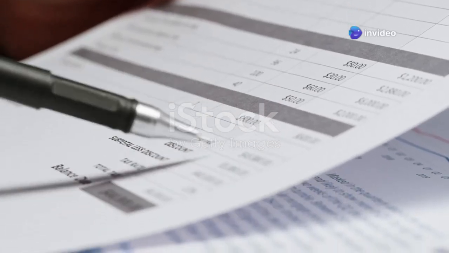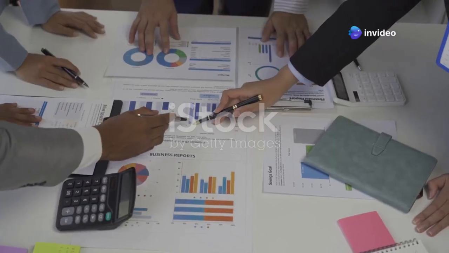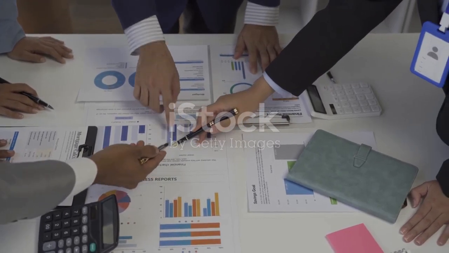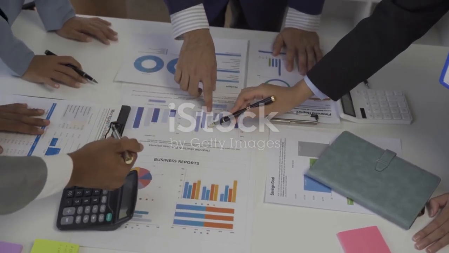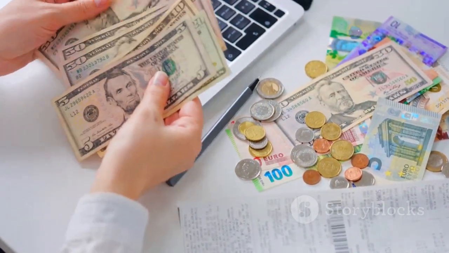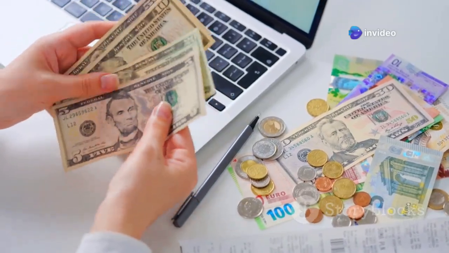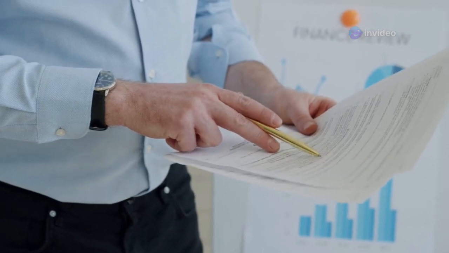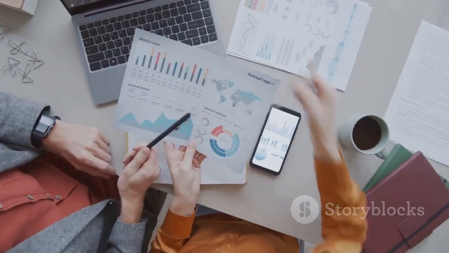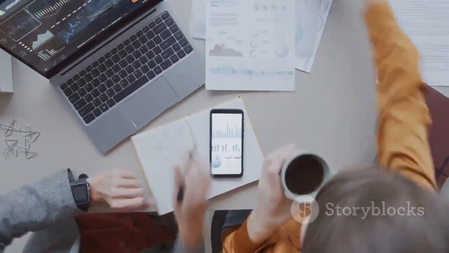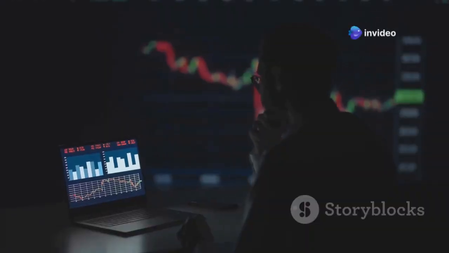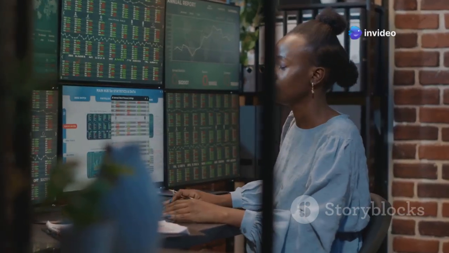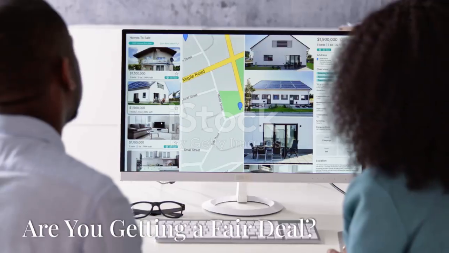Think of a company's financial statements as its report card. The income statement tells us how much money the company made, revenue, and how much it spent, expenses, over a period of time. It's like tracking your income and expenses each month, but on a much larger scale. Next up, the balance sheet, a snapshot of the company's assets, what it owns, liabilities, what it owes, and equity, the difference between the two, at a specific point in time. Finally, the cash flow statement tracks the movement of cash both in and out of the company. It's like following the money trail to see where it's coming from and where it's going.